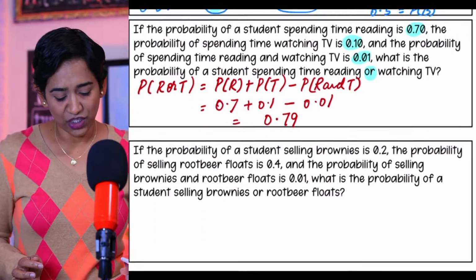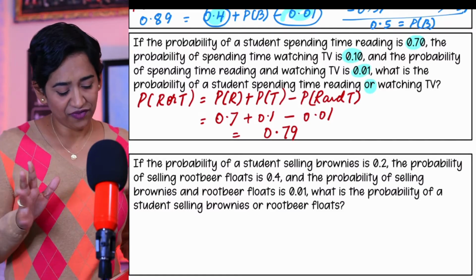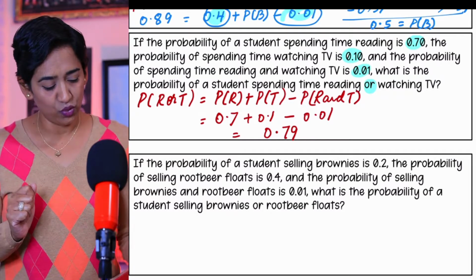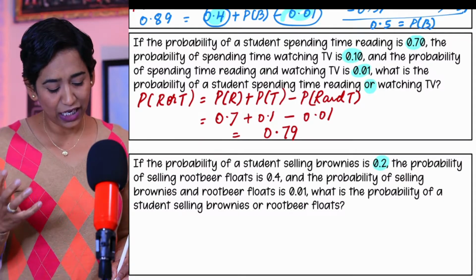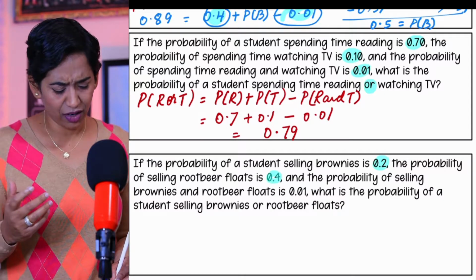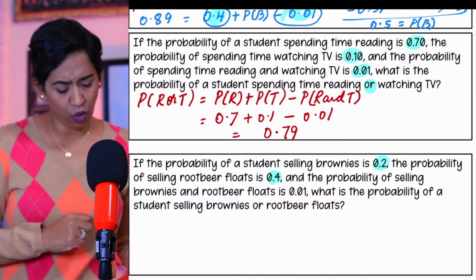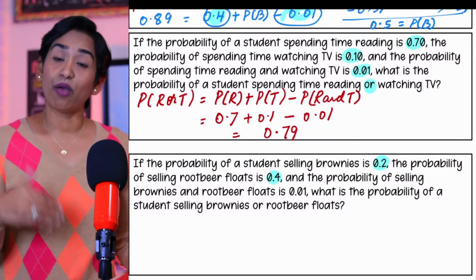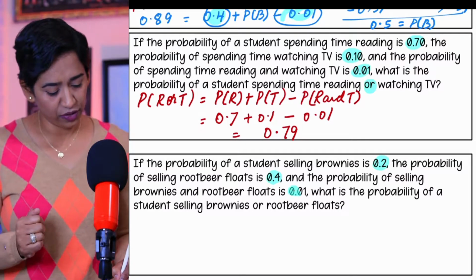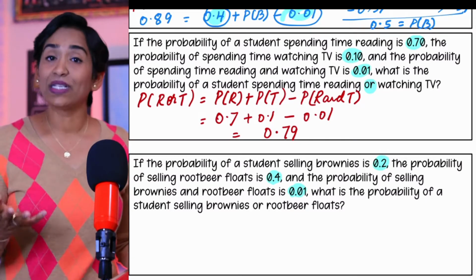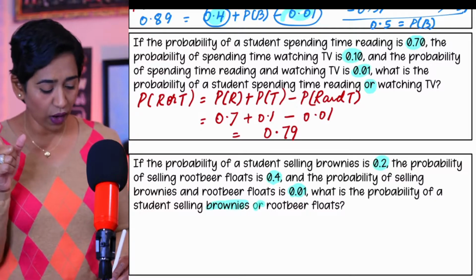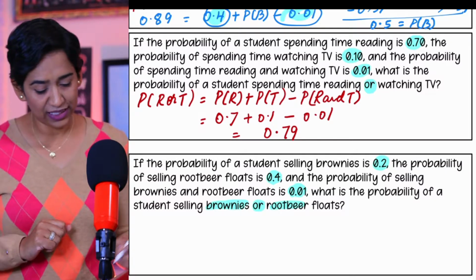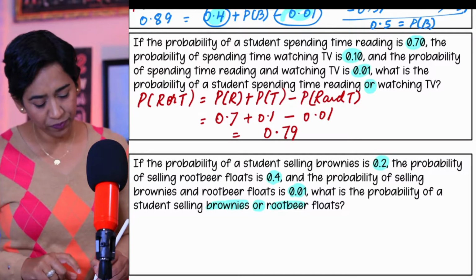Let's try the next one. If the probability of selling brownies is 0.2, probability of selling root beer floats is 0.4, probability of selling brownie and root beer floats is 0.01, what's the probability of selling brownies, the keyword is or, root beer floats? Let's go and plug it in.